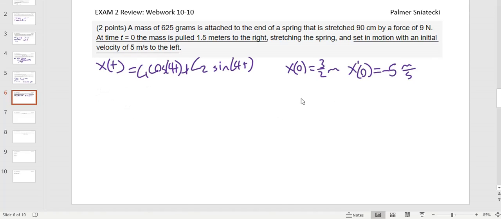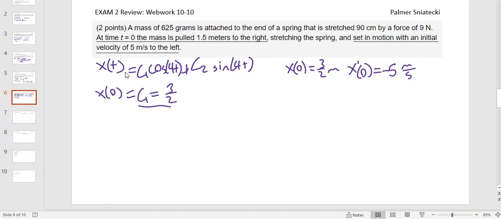For the first one, we can just go right for it and do x of 0. Now, when cosine is equal to 0, it's 4 times 0. We're going to get 1, so that's going to be equal to c1. When sine is equal to 0, that's 0, so that's just plus 0 there. And that's equal to 3 halves. So we know c1 right off the bat.